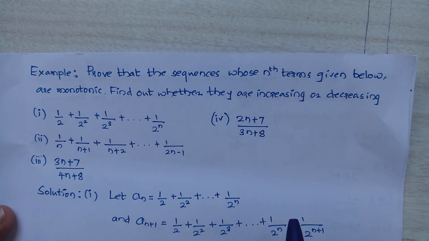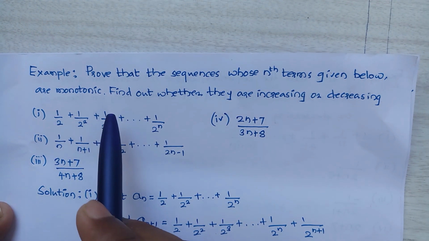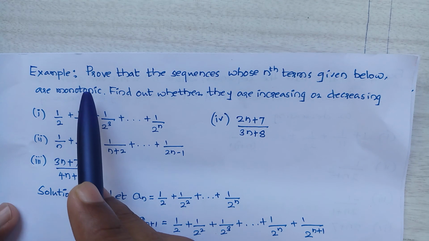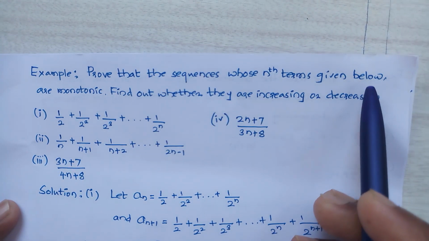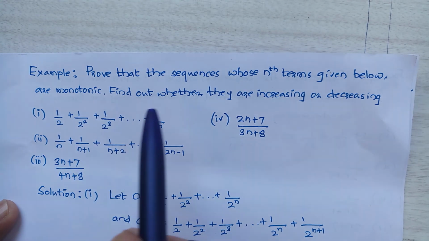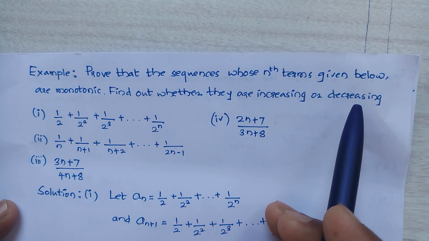Hi everyone. So in the last class we have seen the definition of monotonic increasing sequence, monotonic decreasing sequence and monotonic sequence. So based on that, in this class let us discuss some examples. First example: prove that the sequences whose nth terms are given below are monotonic. Find out whether they are monotonically increasing or decreasing sequences.